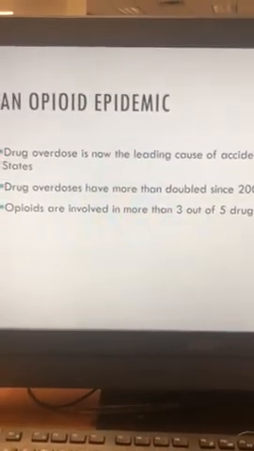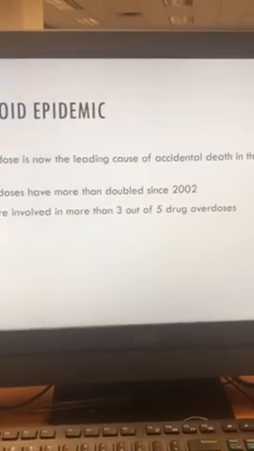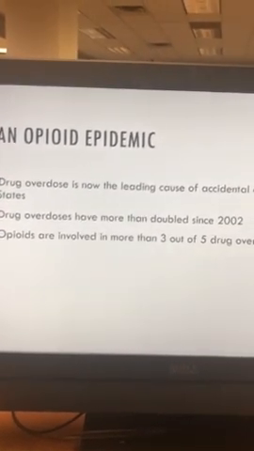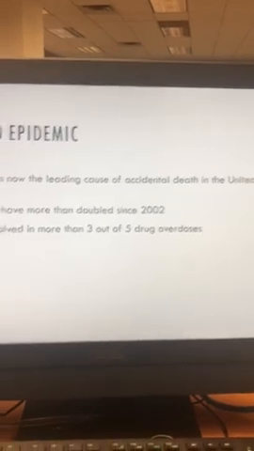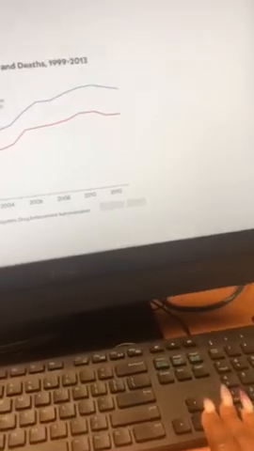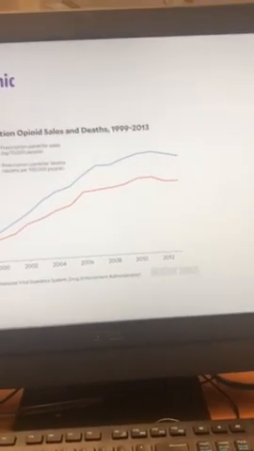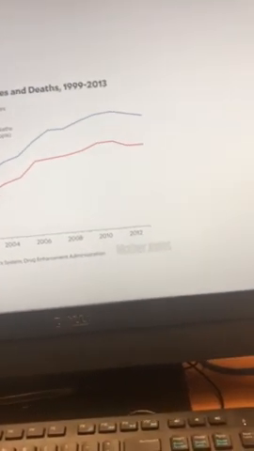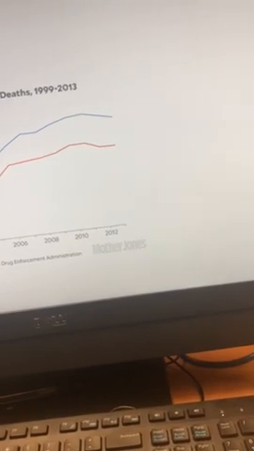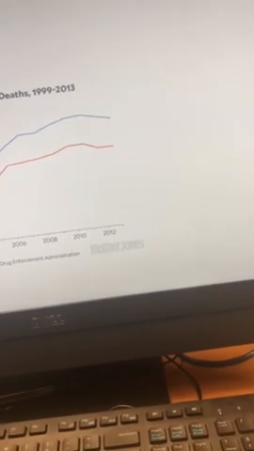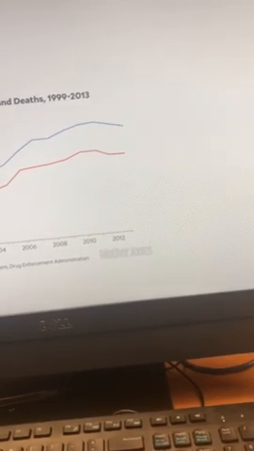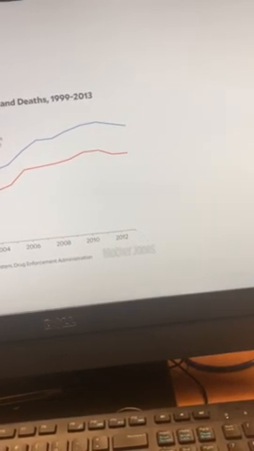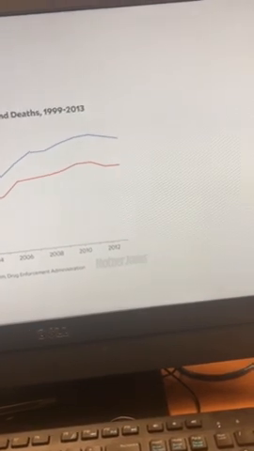Opiate epidemic. Drug overdose is now the leading cause of accidental death in the United States. Drug overdoses have doubled since 2002, and opiates are involved in more than 3 out of 5 drug overdoses. Okay, this shows the prescription opiate sales and the deaths. But just to name a few facts, deaths in 2010 were 4 times those in 1999, and the substance use disorder treatment admission rate in 2009 was 6 times more than in 1999.